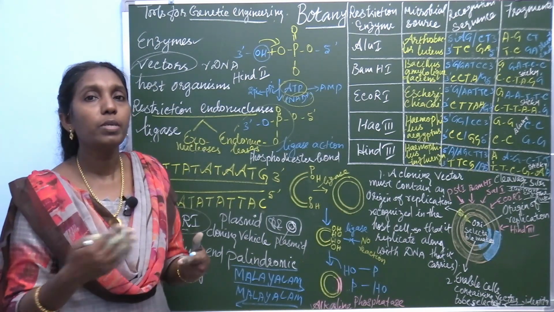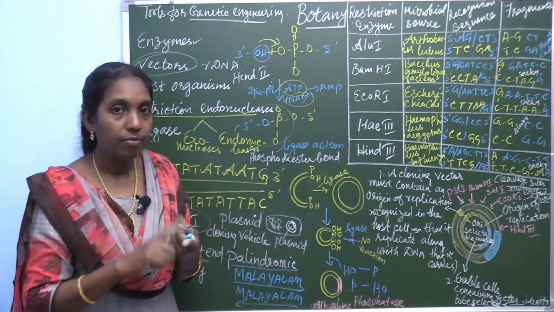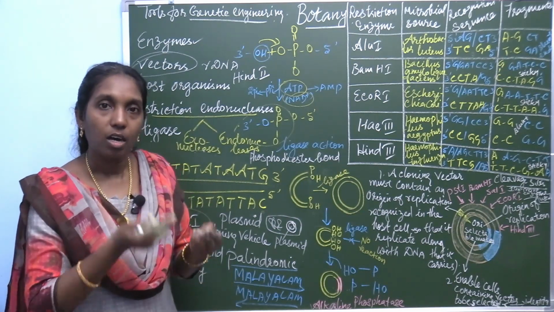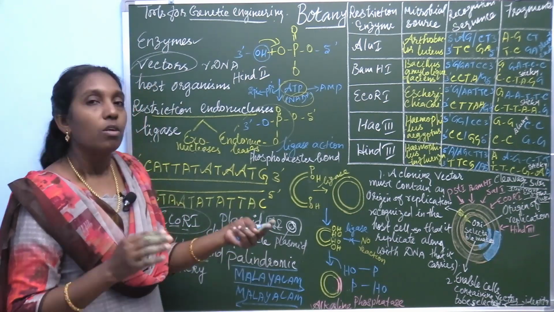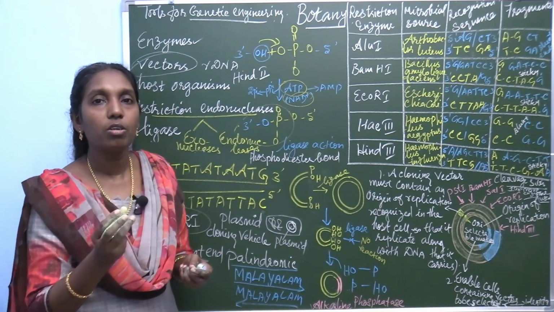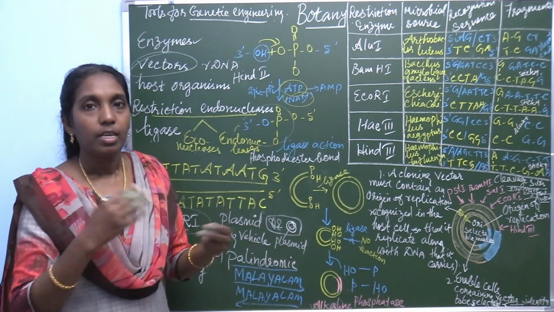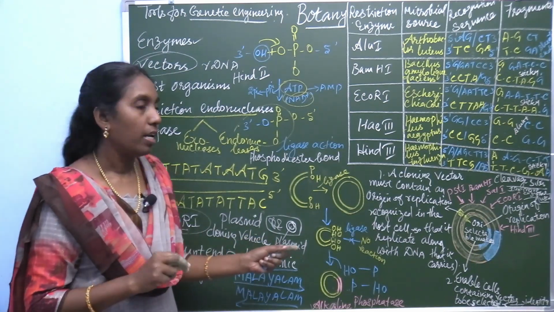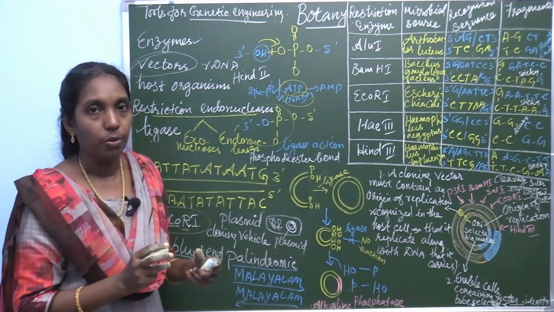And what are the properties of this? First, it can be self-replicated and it can carry the foreign DNA along with replication. Along with the foreign DNA, it can be replicated. And what are the other properties? It should be very small and the molecular weight is very low. Then only it can be easily transferred to the host. The process can be easily carried out.